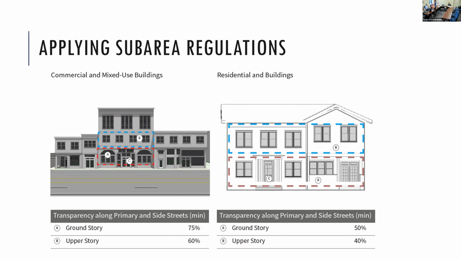And these are just, again, showing examples of transparency. And you can see the transparency requirements are lower for residential buildings. I have a question. Yes. If that house had an attached garage that faced the front, how would the transparency calculation be affected by that? A garage would not count as transparent. Okay, so it would just be on the house portion, that wouldn't take calculations of the garage. Yeah.